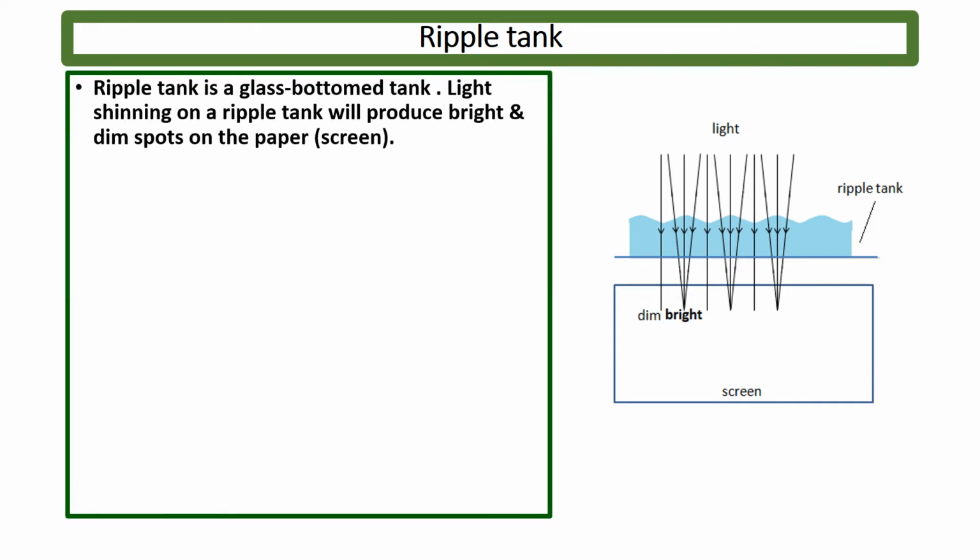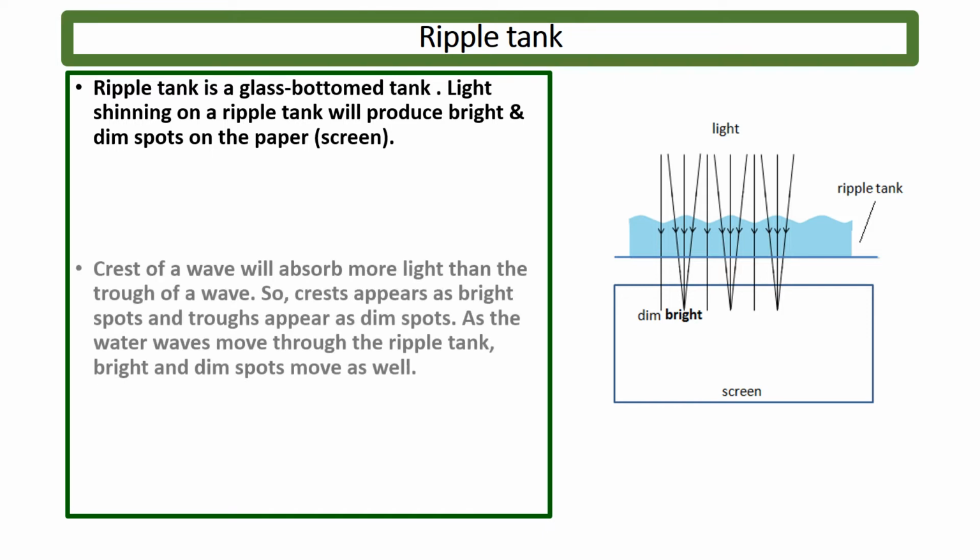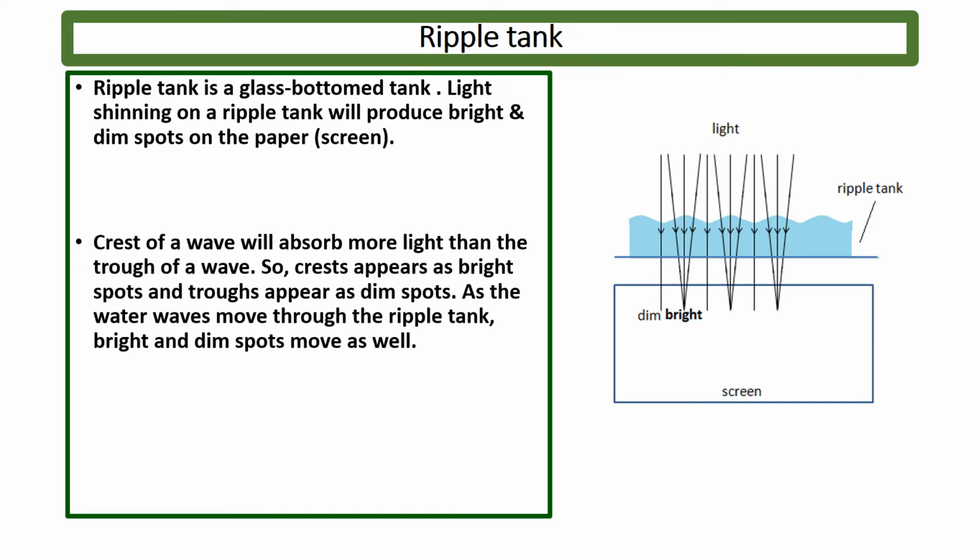So the ripple tank has a glass bottom, okay? And the light shining on the ripple tank will produce bright and dim spots on the paper screen. So this is my light shining from above, and when the light is shining through the water at its deepest, it will give me darker shadows because the light has had to travel through a larger distance.